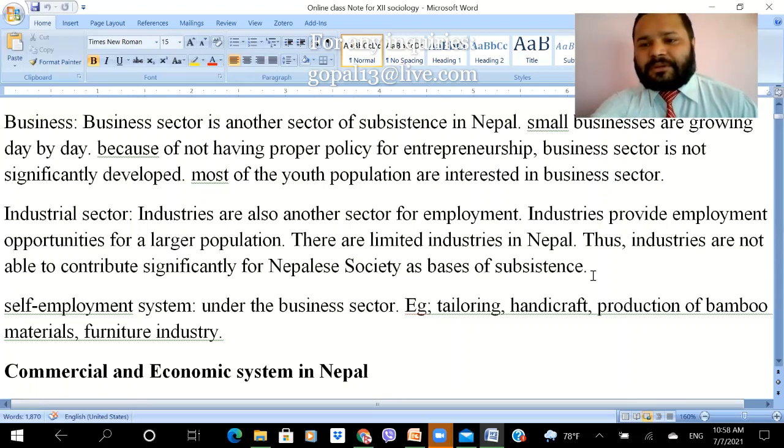So that's why the self-employment system is also another aspect of life subsistence in the Nepalese context.